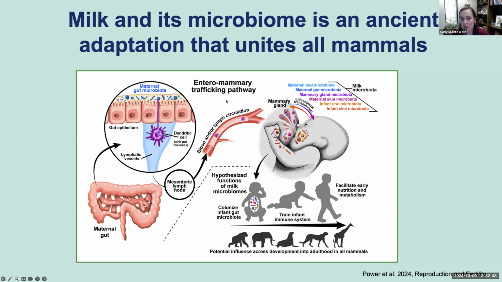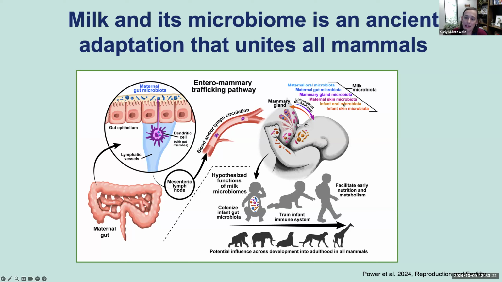The enteromammary trafficking pathway has been discussed for a couple decades now, where there's some evidence in human and mice models that gut microbes from the maternal gut can get on dendritic cells, be brought through the lymph nodes into the bloodstream, and then into the mammary gland. I'm particularly interested in this pathway because if we can change the diet of the mom, we can then impact the milk microbiome and then impact the health of the offspring. So I think the enteromammary trafficking pathway may be more easy to manipulate.